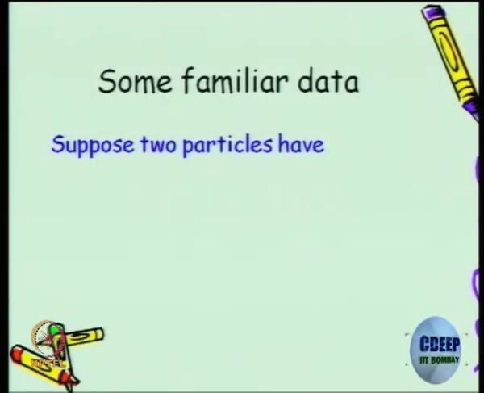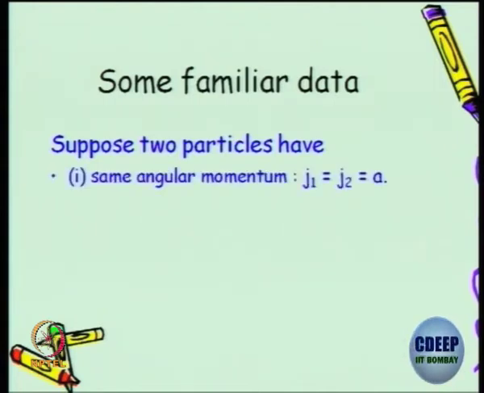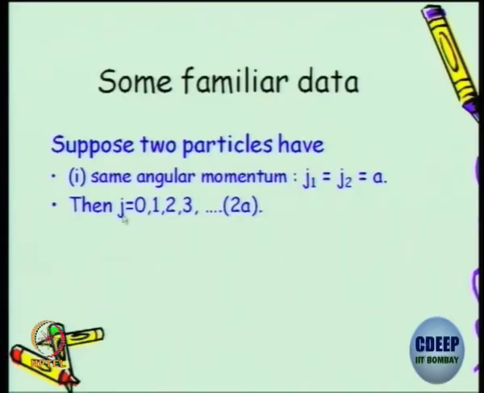Okay, so some familiar data, just to corroborate what I said formally. Suppose you take both the particles to have the same angular momentum, like two spin half particles or two spin 1 particles. Let me call the angular momentum of particle 1 and particle 2 to be A. The total J maximum will be 2A, which is J1 plus J2. Minimum will be J1 minus J2, which is 0, and it goes in steps of 1. So this is the range of the coupled basis angular momentum. It is not a fixed value, it goes from 0 to 2A.